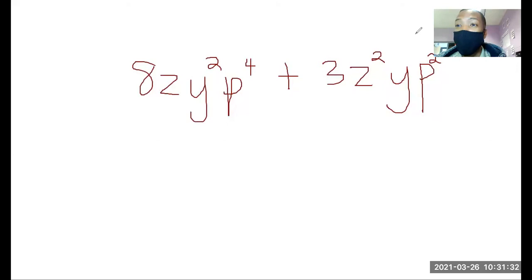New question. Welcome back. This question says 8z y squared p to the 4th plus 3z squared y p squared. What would be the greatest common factor? I'll say 2.5.